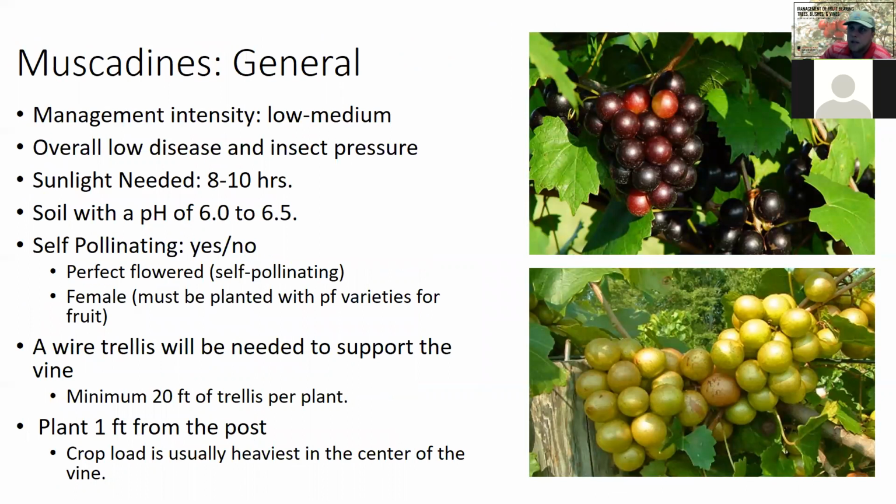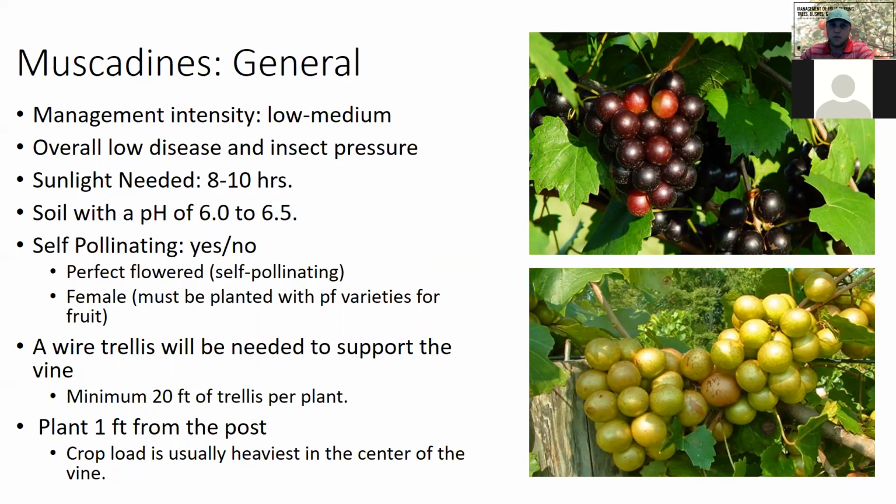So on to muscadines, one of our popularly grown home garden species here, really all over the Southeast. In my opinion, muscadines are the fruit of the South. Maybe that and blueberries. I would say management intensity is low to medium, and I say medium because of the pruning that we'll get to in a minute. But overall, low in disease and insect pressure for the most part.